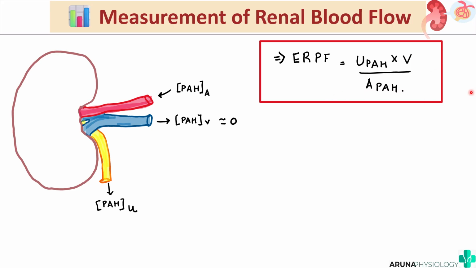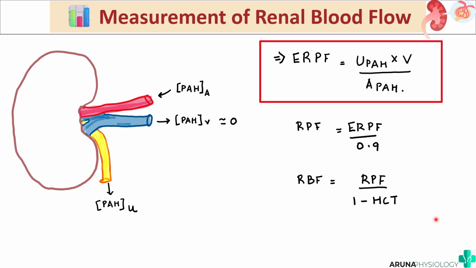So what is RPF then? RPF should be corrected for this. So RPF is ERPF divided by 0.9, to tell that only 90% has been excreted out. So it is like this that we get the actual renal plasma flow. Now from this renal plasma flow, we have to find out the renal blood flow. For that we have to correct it for the RBC component. So that is why we have another formula: RBF is equal to renal plasma flow divided by 1 minus hematocrit.